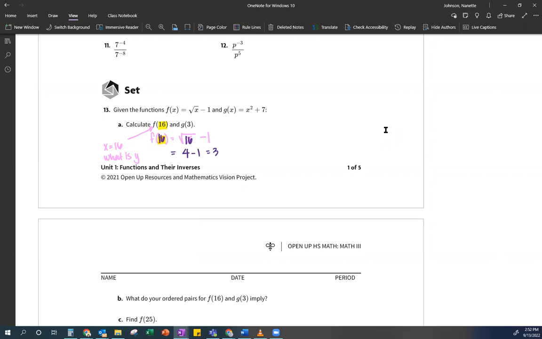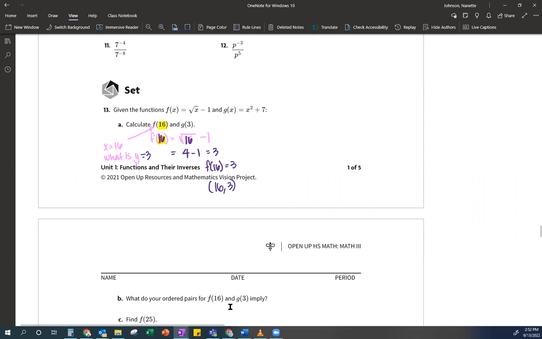So that means my y is 3, and I can write f of 16 equals 3. Even though it says f of 16 equals 3, I really think in my brain 16 comma 3. My brain says x is 16, y is 3. You're going to do the same thing for g of 3.